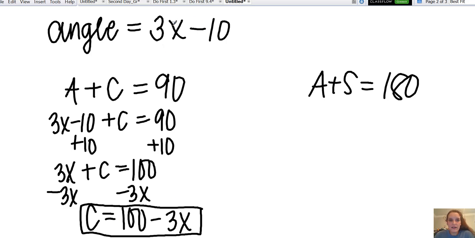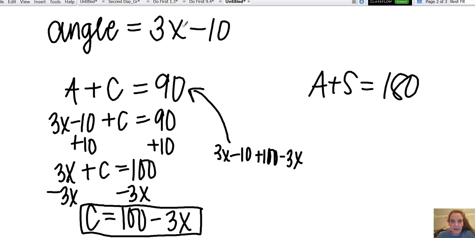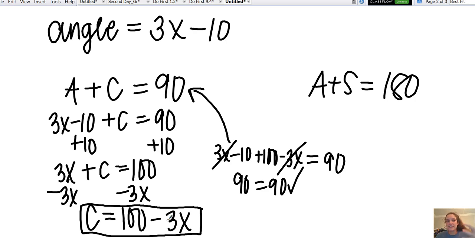We can double check that because remember, an angle plus its complement should equal 90. Our angle is 3x minus 10. The complement that we just found is 100 minus 3x. If we add our angle and our complement together, it should equal 90. Well, positive 3x and negative 3x cancel each other out. Negative 10 and 100 give us 90, which is exactly what we want. So this angle, 3x minus 10, and this complement, 100 minus 3x, added together will give us 90.